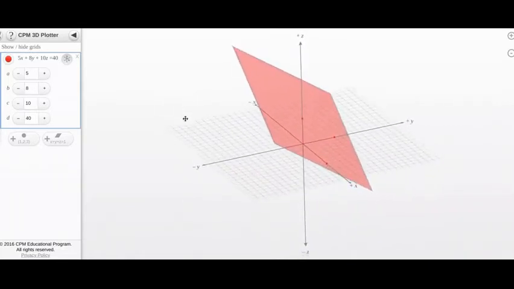And you're going to be working with this E tool today as well, but we are going to talk about a way to check to see if these are solutions algebraically first, and then we'll jump into our 3D plotter.